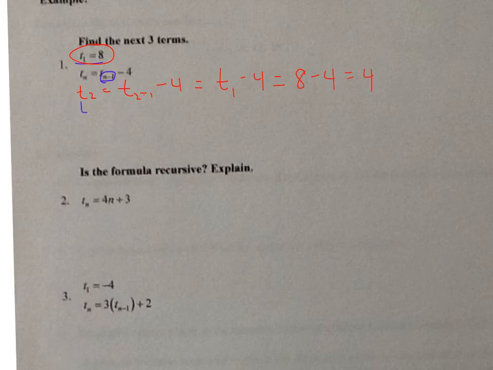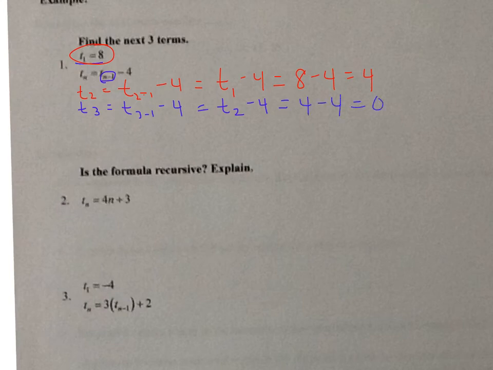All right, now I want t sub 3. Now n is 3. T sub 3 minus 1 minus 4. So that's t sub 2, because 3 minus 1 is 2, minus 4. T sub 2 is equal to 4, right? T sub 2 equals 4. So that's going to be 4 minus 4, which is equal to 0.